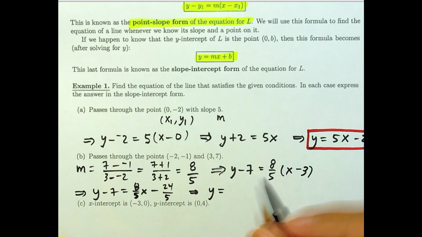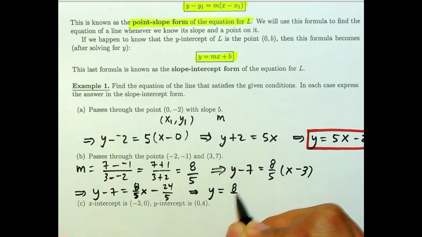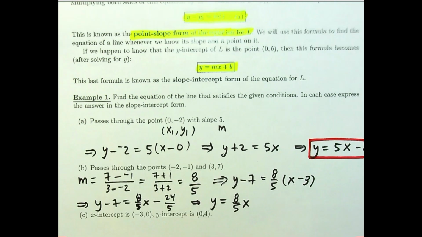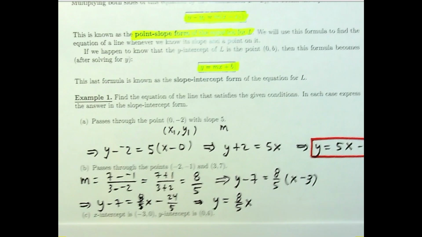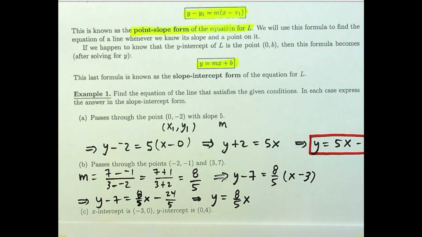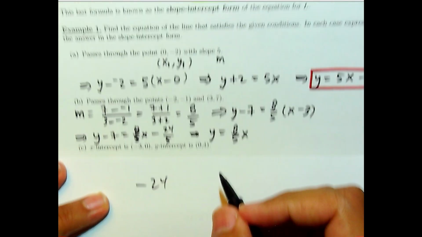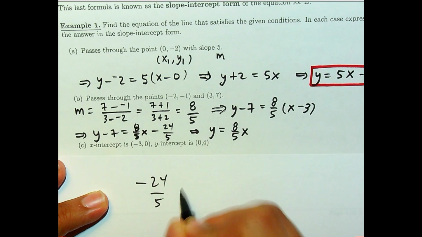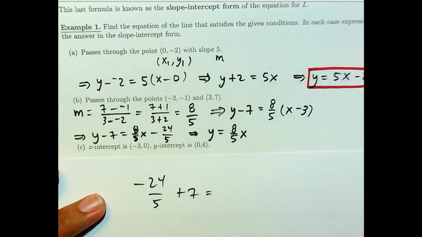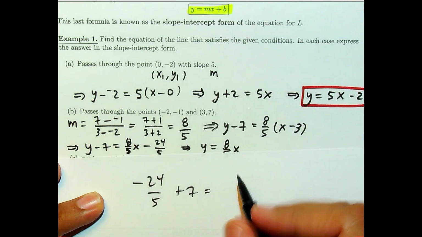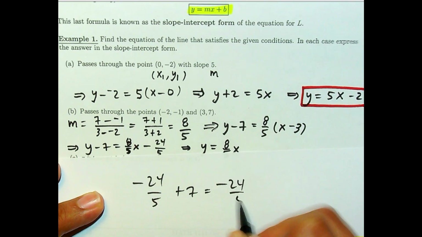So we're going to have y equals 8/5 x. And now let's add, I'm going to do it on a separate piece of paper. Let's figure out what -24/5 plus 7 is. You can use a calculator for this. I'm just going to do it by hand. So this is going to be -24/5.